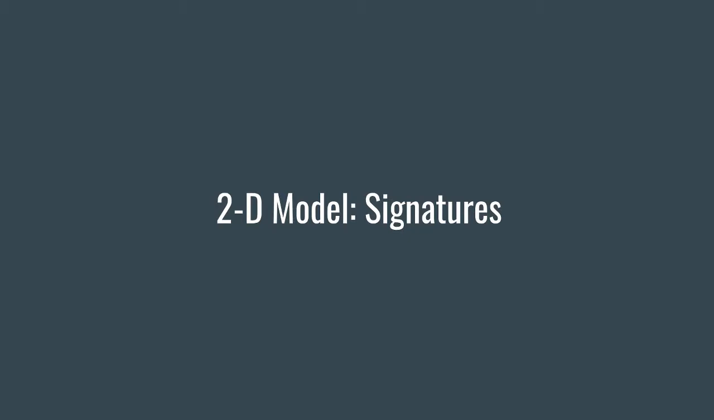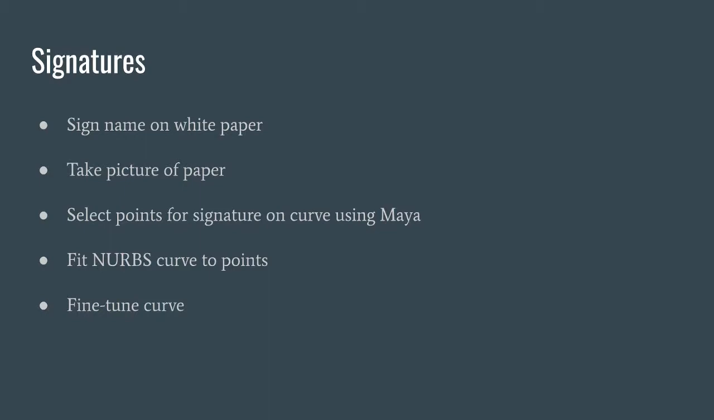First, I'll start off with the 2D model, which is our signatures. For the setup, first we signed our name on a white piece of paper. Then we took a picture of the paper, after which we selected points for the signature on the curve using Maya. And then we fit a NURBS curve to these points. And lastly, we fine-tuned the points on that curve to make sure that the signature, or the 2D representation of the signature, was smooth.